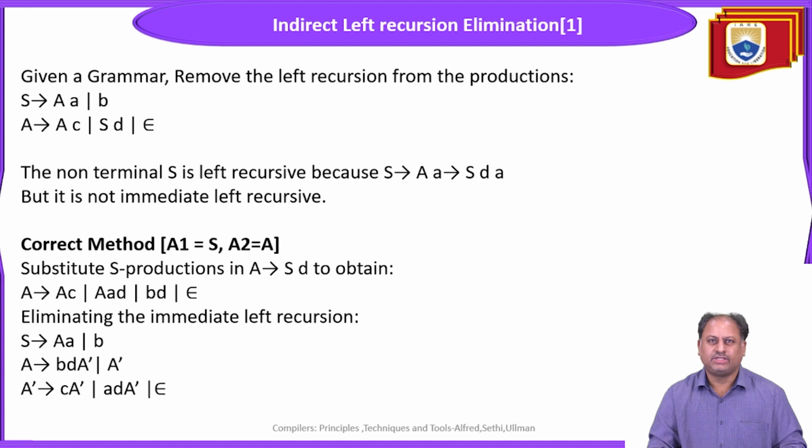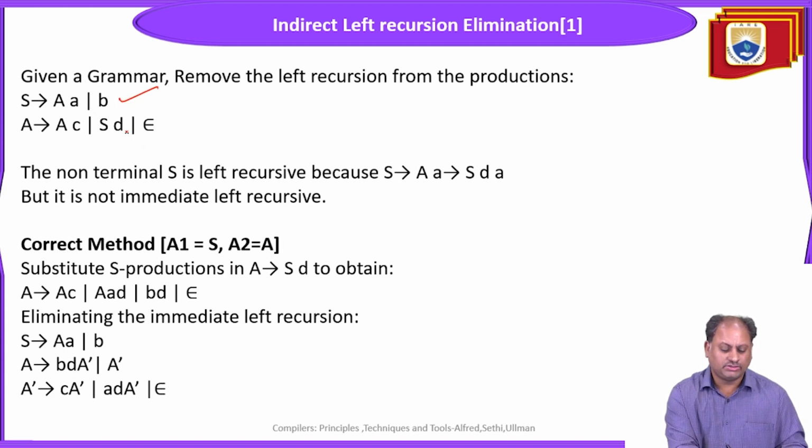Sometimes the left recursion may exist indirectly also, and hence it is called indirect left recursion. So we will see how the indirect left recursion exists for the given production. Here, S derives A a, and S derives b, and A derives A c, S d, and then epsilon. For these two cases, verify whether the grammar contains left recursion or not.